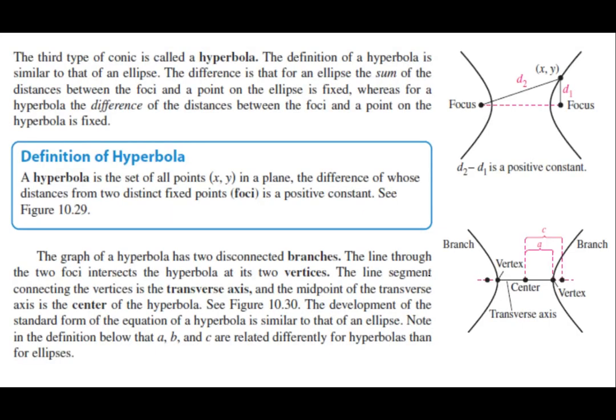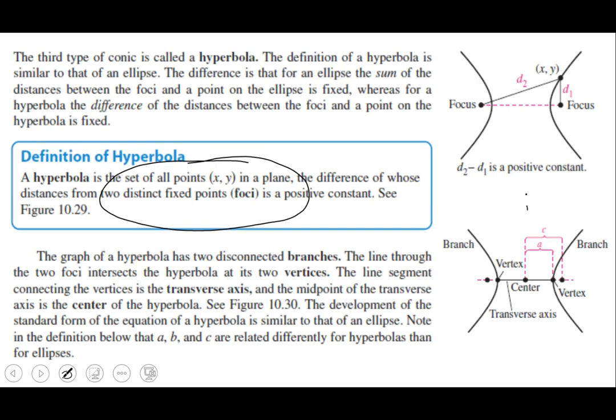So the simple definition of a hyperbola is basically an ellipse that's been flipped inside out. If you're looking to get a little bit more precise, in an ellipse, you were talking about the fact that the distance between the points and the foci was a fixed sum. Now, in a hyperbola, you're talking about the fact that it is a fixed difference.